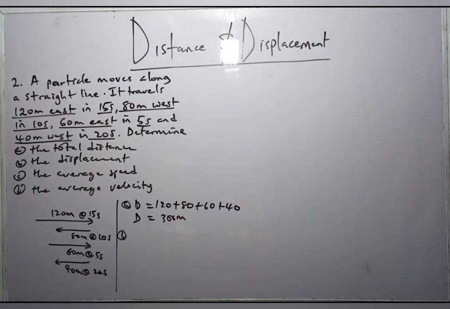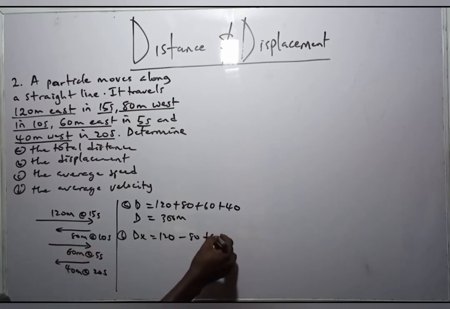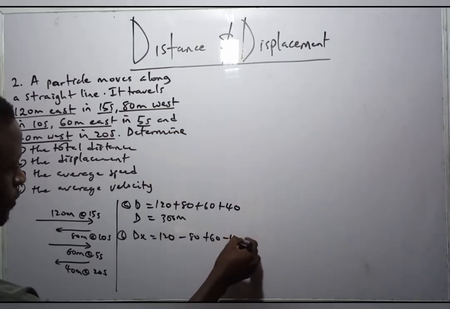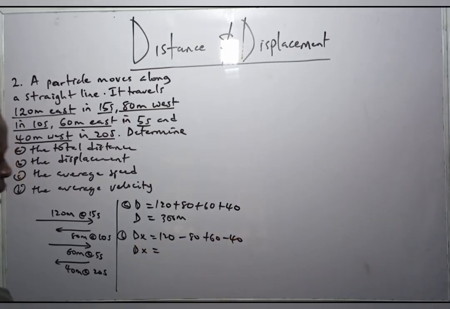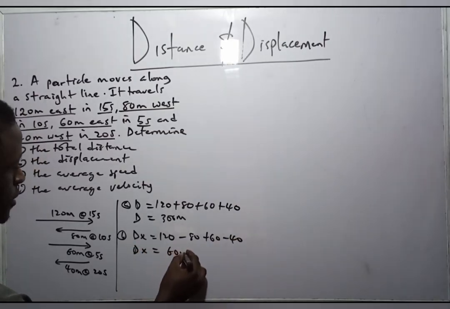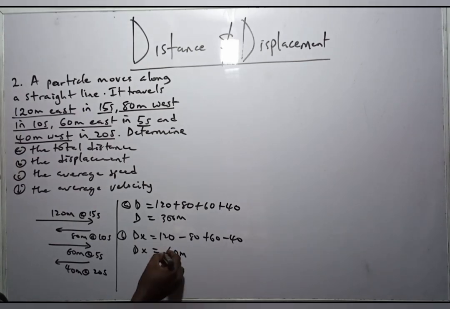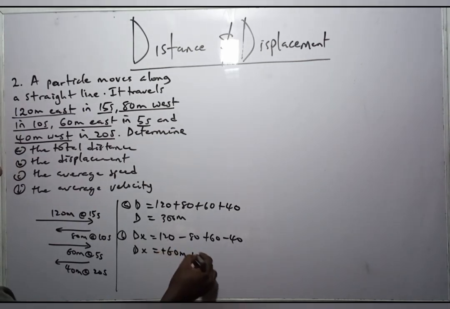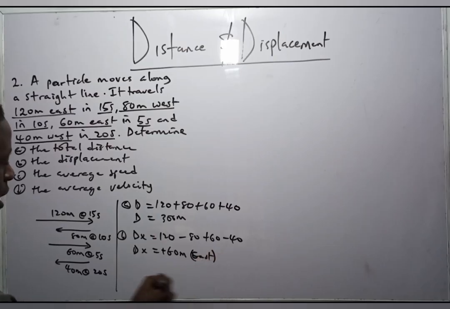The total displacement, dx, is equal to, this is in the east direction, 120, minus, this one is in the west, 80. Then this one is another east, plus 60. Then this one is returning back to the west, minus 40. So if you do that, you are going to get 60 meters. Since our answer is positive, that means it's in the east direction.